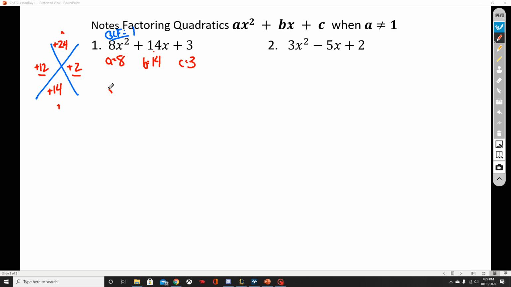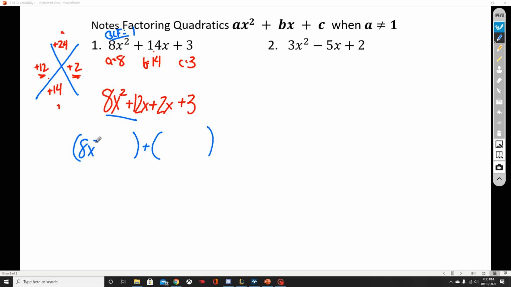So I'm going to rewrite the problem 8x squared, except instead of 14x, I'm going to write positive 12x, positive 2x, and I got those from here. And then plus 3. So the a and c are the same, but I've split the b term into 12 and 2. Alright, now factor by grouping tells me that I'm going to have two groups added together, and the first group is going to be the first two terms, so 8x squared plus 12x, and the second group is going to be the second two terms, 2x plus 3.